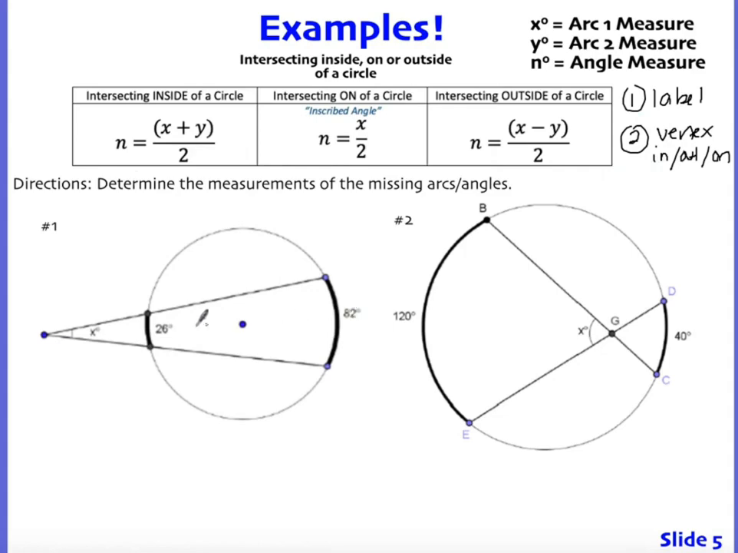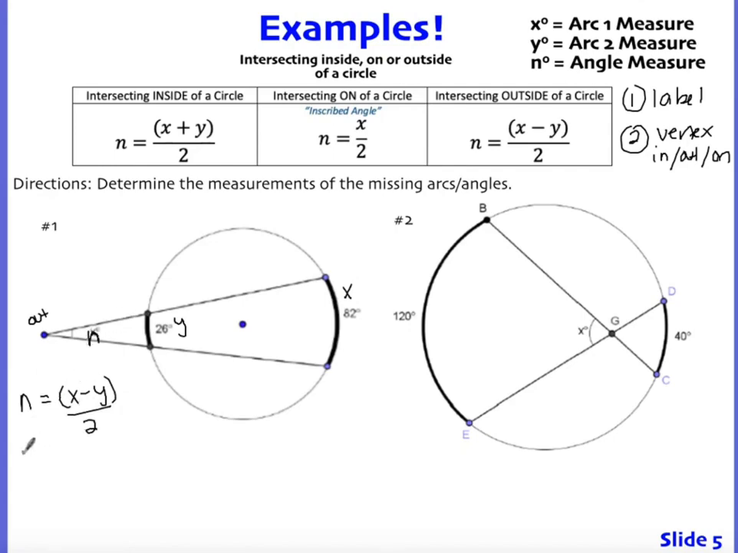So number 1, I see that we have 2 arcs and an angle. For our arcs, we use x and y, so I'm going to label this x and y. I always put x with the bigger number because it helps in problems where we have to subtract. And our angle measurement, we don't know, so I'm just going to put the letter n. Now that we've labeled, the next thing is to look at the vertex. I notice that this vertex is outside of the circle, which means I'm going to use the formula that has to do with outside intersections, which is this one. So the formula is n equals x minus y divided by 2. And once we plug in our values, that should really help us get what we need.